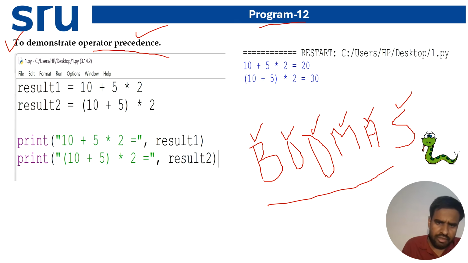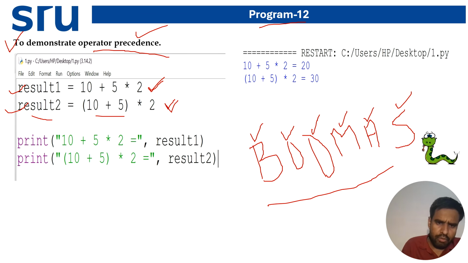Okay, precedence. Here we are given input result1 and result2. In result1, you see 10 plus 5 into 2. In the result2 variable, I have taken 10 plus 5 in brackets, then into 2. Same variables, same numbers, but here we are taking brackets, so both results will come out different.